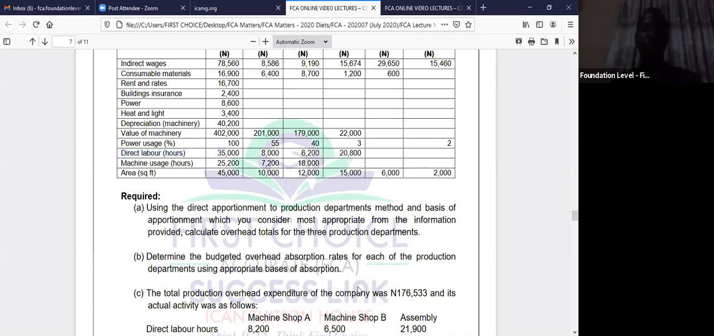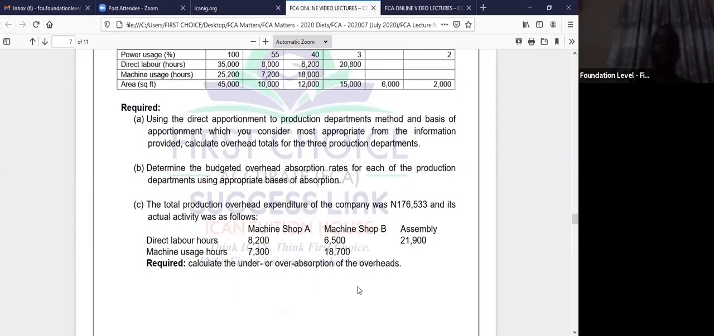The third one is the total production overhead expenditure of the company was 176,533. Now, this was the actual expenditure. And now the actual activity was as follows. In direct labor hours, this is the total direct labor hours for machine A, for machine B, and for assembly. Now this is the machine usage hours for these two. Now we are told to calculate the under or over absorption of the overheads.